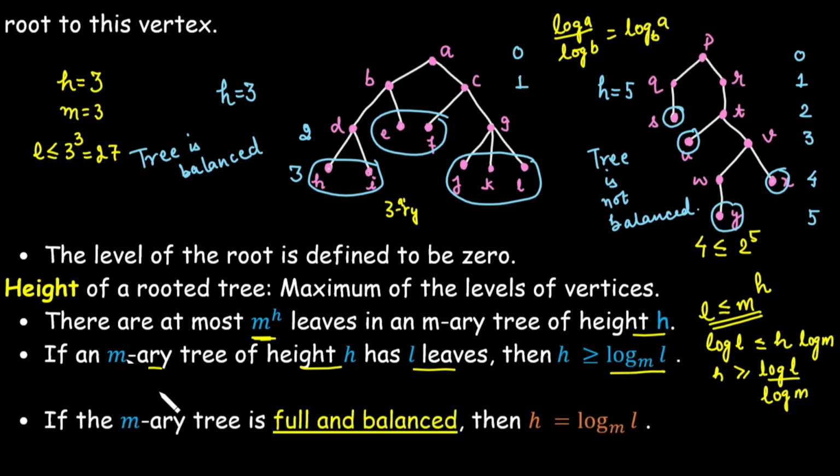Also note that if it is an m-ary tree that is both full and balanced, where balanced means leaves are placed at level h or h minus 1, and full means every internal vertex has exactly m children, then the height is always equal to this form. Basically, this inequality gets converted into an equality.